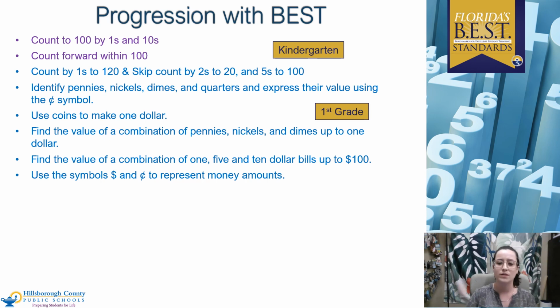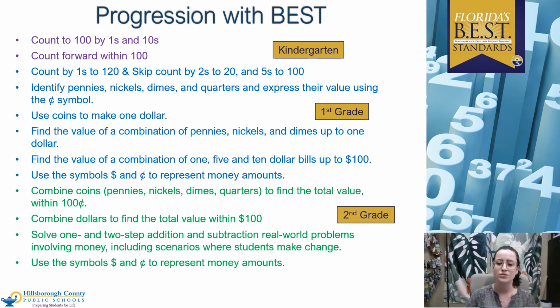In first grade is where the money benchmarks are introduced. So this is where students will identify pennies, nickels, dimes, and quarters and express their values using the cent symbol. They'll identify how many of each of those coins make $1. They'll find the value of a combination of pennies, nickels, and dimes up to $1, as well as finding the value of a combination of $1, $5, and $10 bills up to $100, and they'll use the dollar sign and cent symbol to represent money amounts.